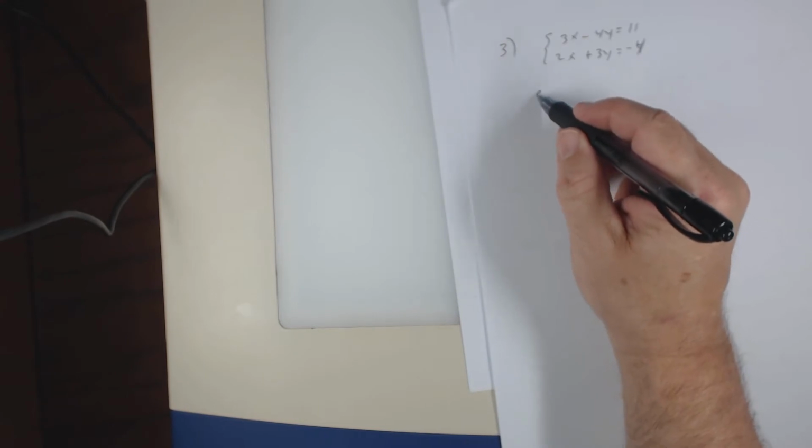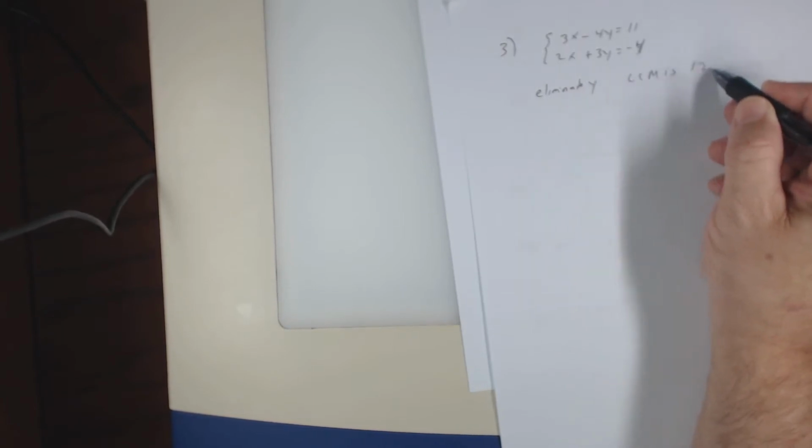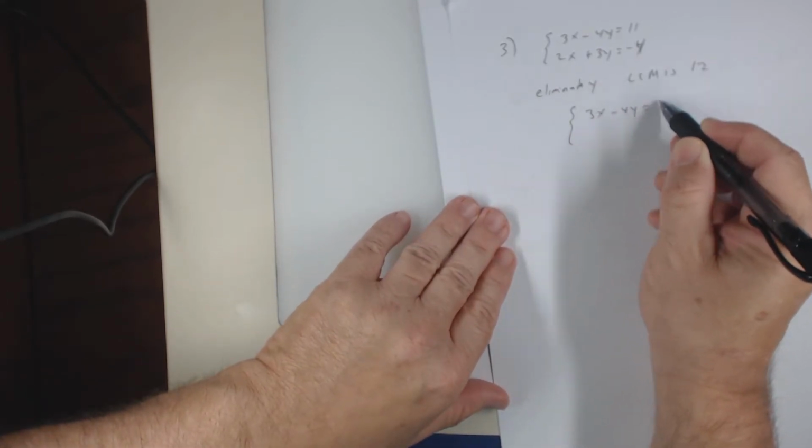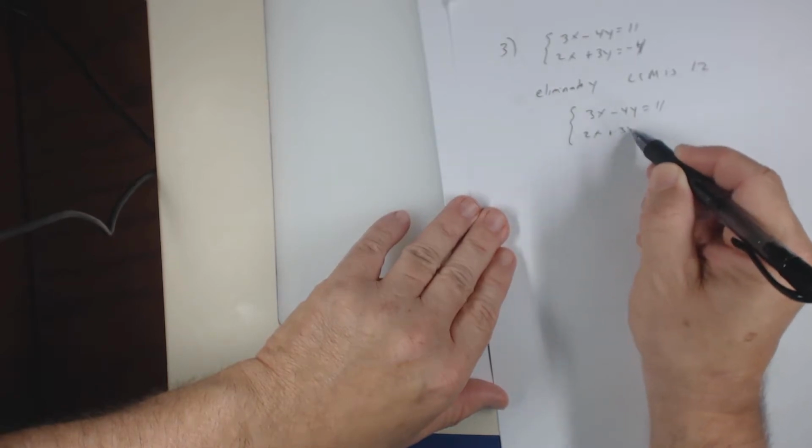That's a -4. Okay, so you want to eliminate the y's, right? So we're going to eliminate the y. So the LCM is going to be what? 12. All right, so I'm going to rewrite this. Okay, so in your mind, you know I've got to have a positive 12 and a negative 12. Well, since these already have a plus and a minus, that means I'm going to be multiplying by what kind of numbers?